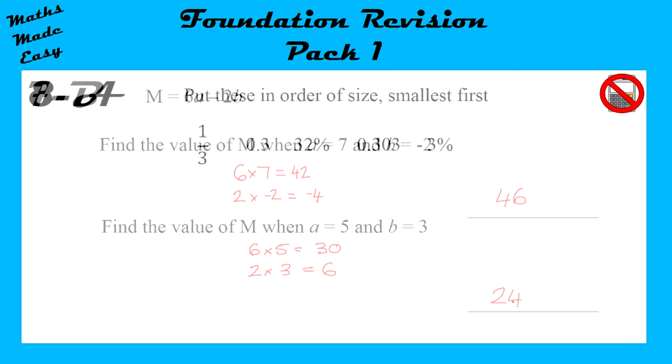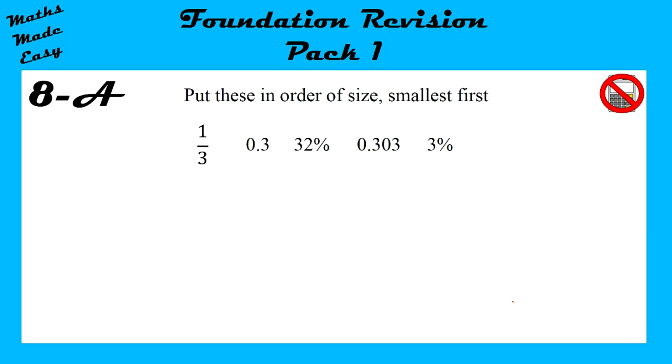Question 8a. To put all of these in order of size, I need to have them in the same format, so I'm going to choose percentages. So this first one is 33.3%. The second one is 30%. This one is already a percentage, so that's okay. This one as a percentage is 30.3%, and 3% is already good to go.